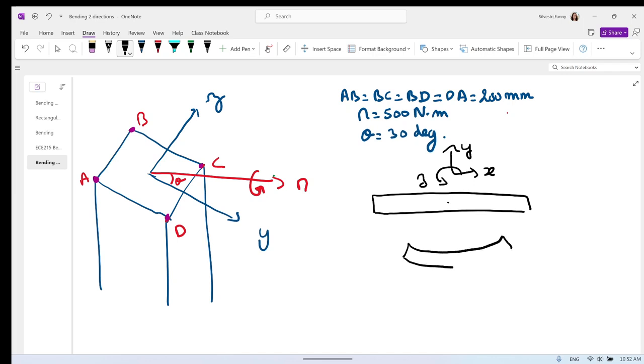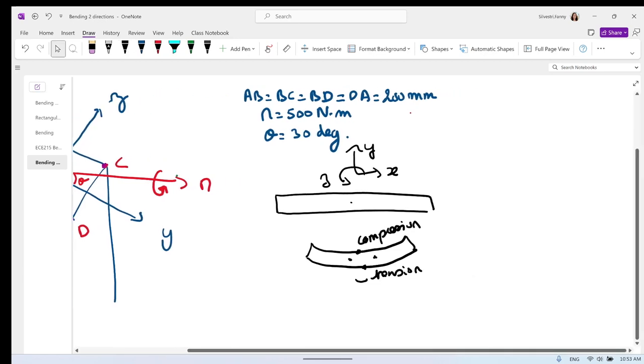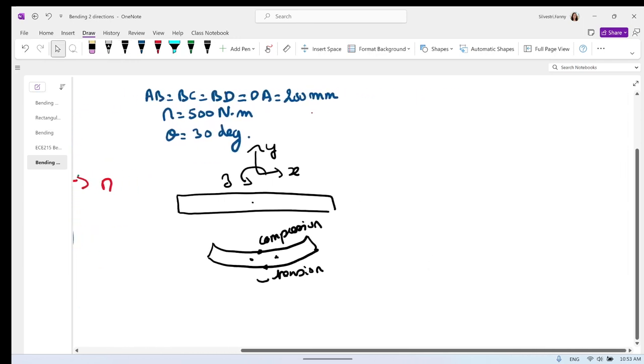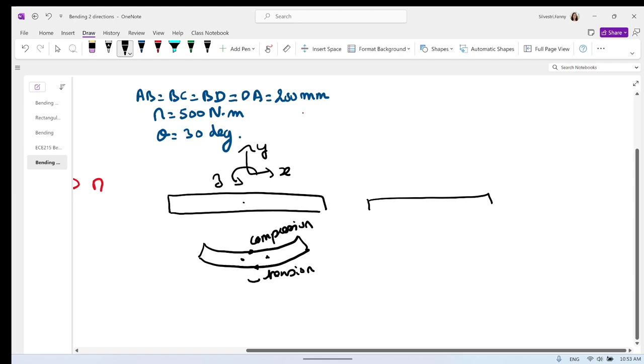let's say with a little positive guy, we create compression on the top and tension on the bottom in this case. Okay, and now the question is, what do we create on the four sides? So we have the beam like this.